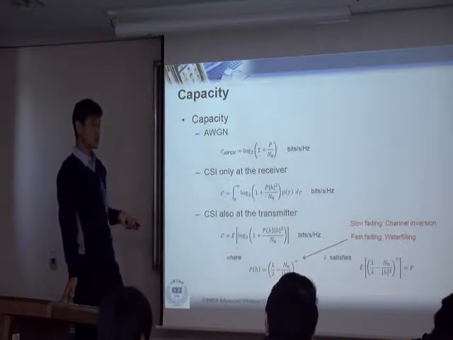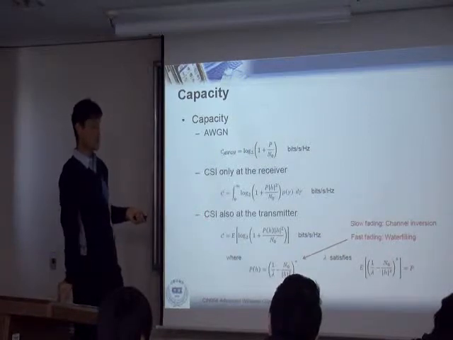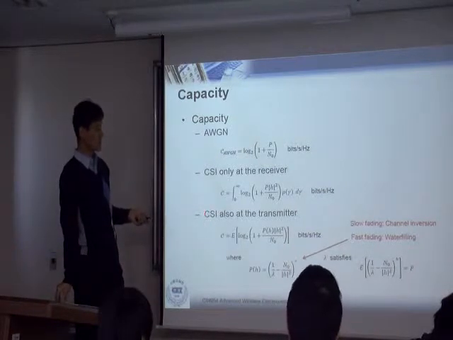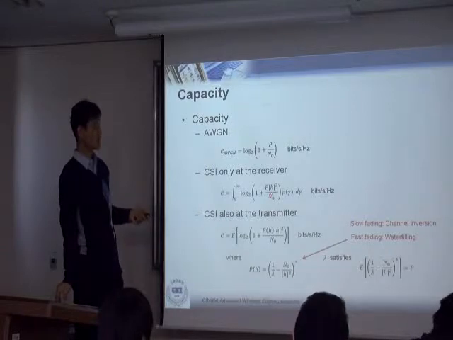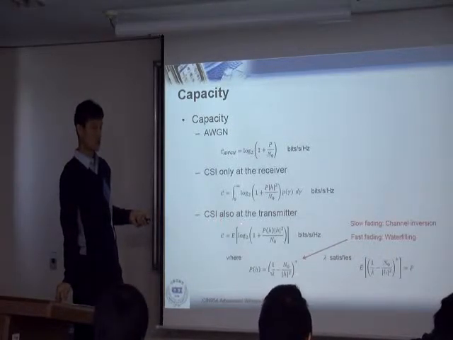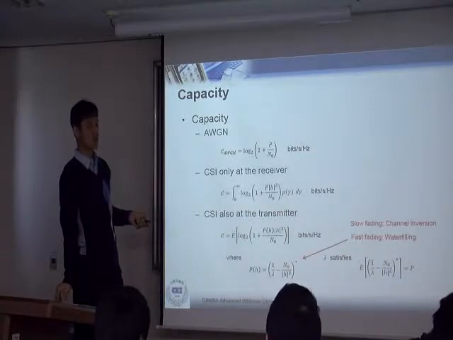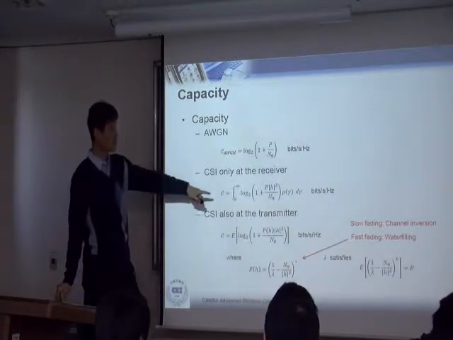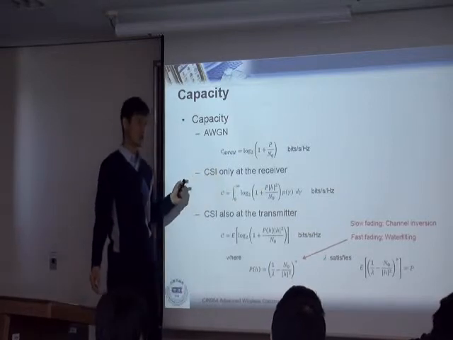Now let's make another assumption. Let's suppose that this channel state information, CSI, in other words H, is also known at the transmitter. Then what can you do? Now H is known at the transmitter also. Then what can you do?